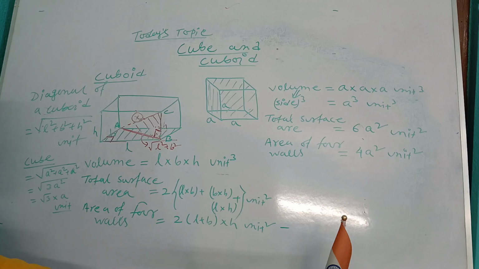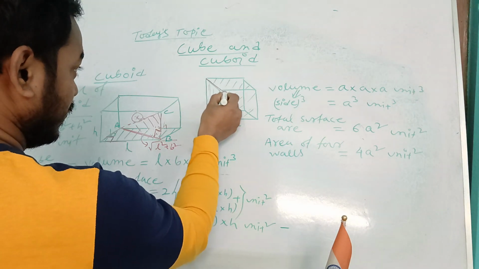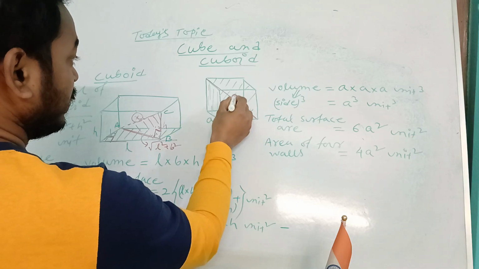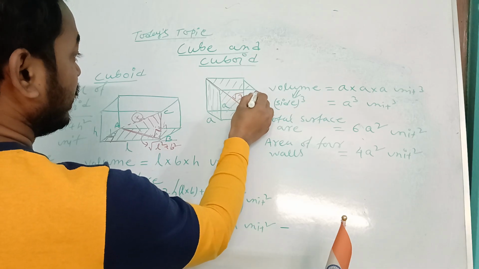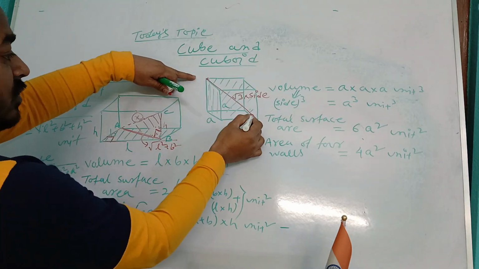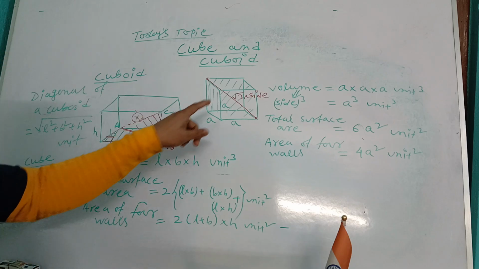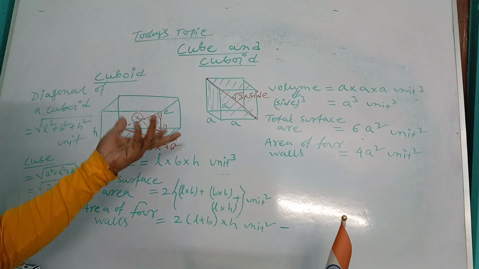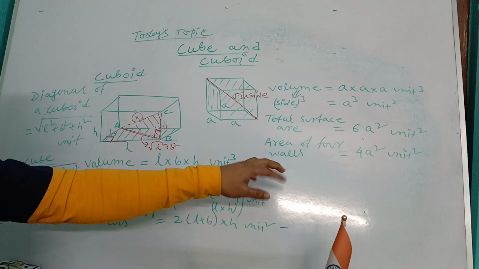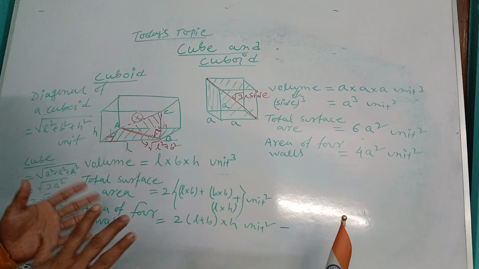So what is the diagonal of a cube? The diagonal of the cube is root 3 into side, because a here is the side. From one corner to this corner, it is the diagonal, from this to that. So we are getting root 3 into side. And volume of a cube, total surface area, one by one we can calculate it. So this is the overall concept.